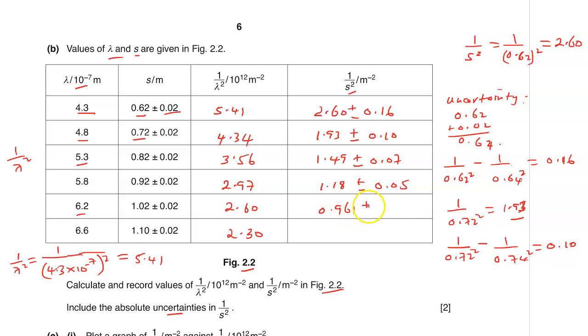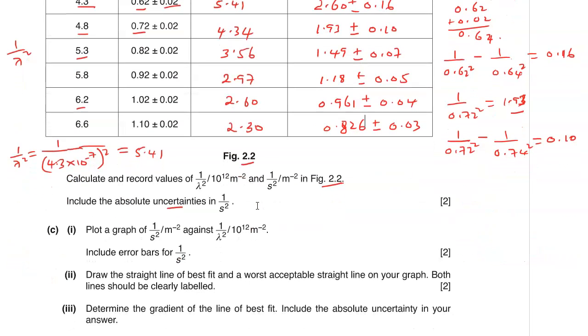This is 0.9613 SF plus or minus 0.04. And lastly, 0.826 plus or minus 0.03. That's it. So now you've filled the table there.